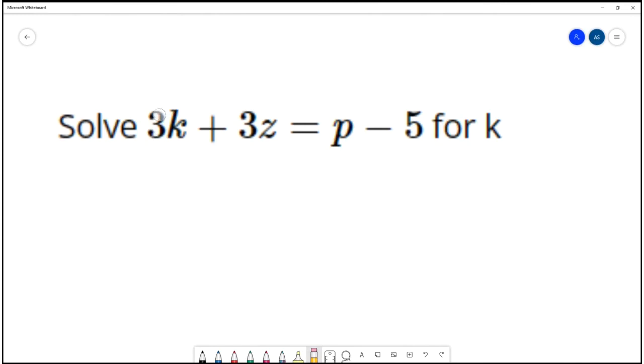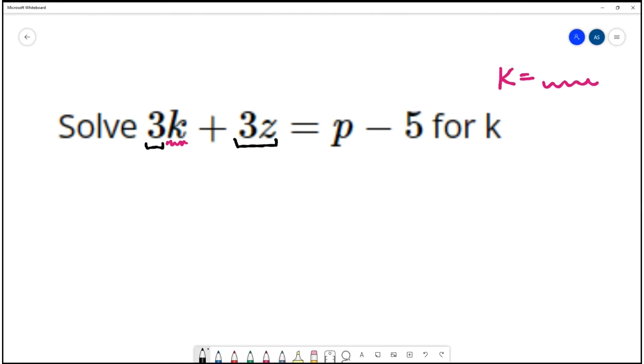In this example, we're given an equation with multiple variables, 3k plus 3z equals p minus 5, and we want to solve for the variable k. When we solve for that variable, we want to rewrite the equation so that it's k equals, and all the other terms and factors are on the other side of the equation. So this is our variable that we'd like to solve for, and we need to move the term 3z to the other side of the equation and the factor 3 to the other side of the equation.